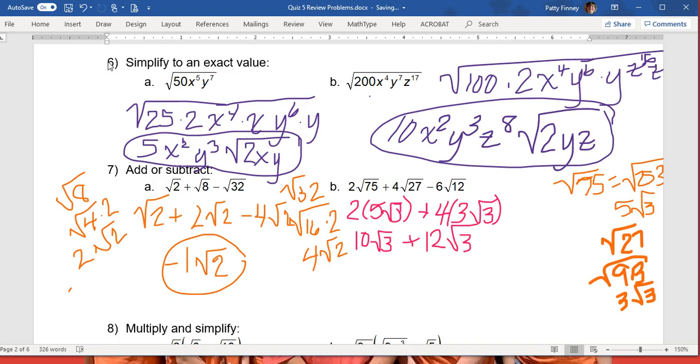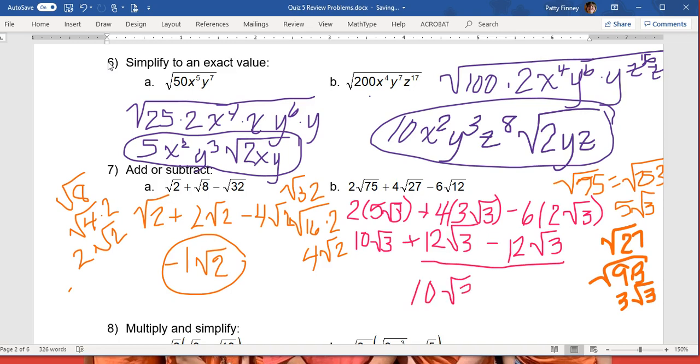And then the square root of 12, well, I know that's 4 times 3, so that's going to be minus 6 times 2 square roots of 3, which gives me negative 12 square roots of 3. So when I add these together, these two are opposites, so my final answer is 10 square roots of 3.